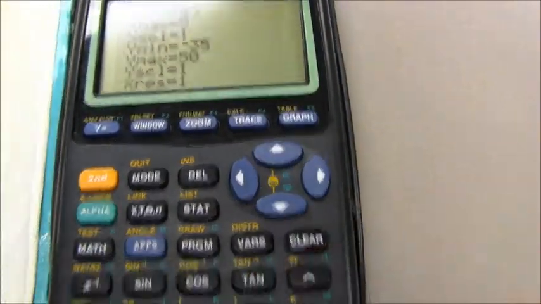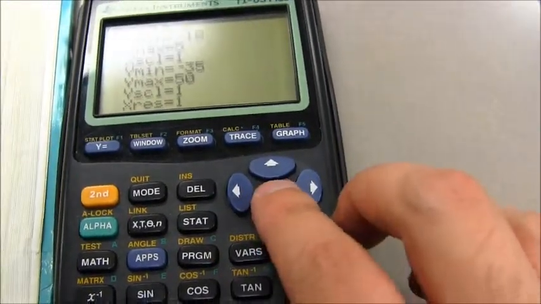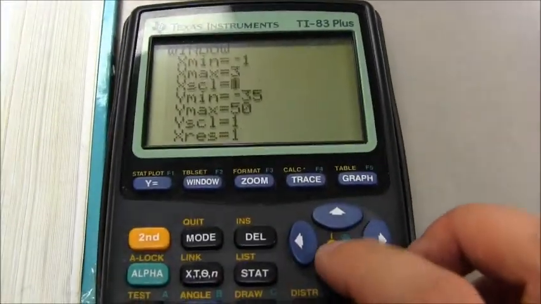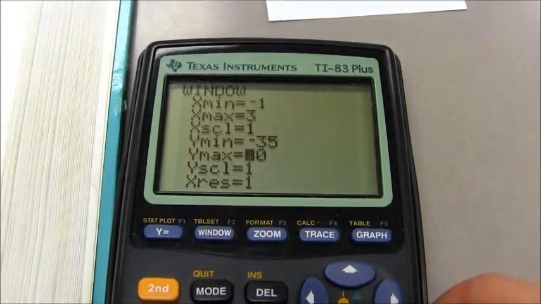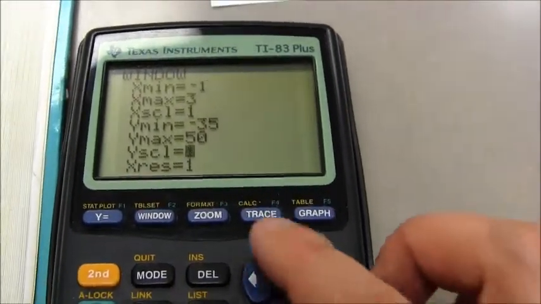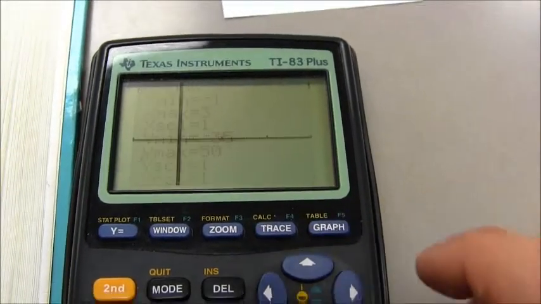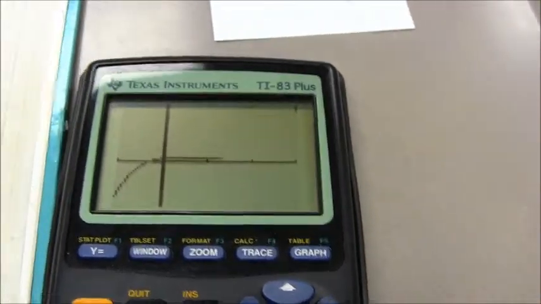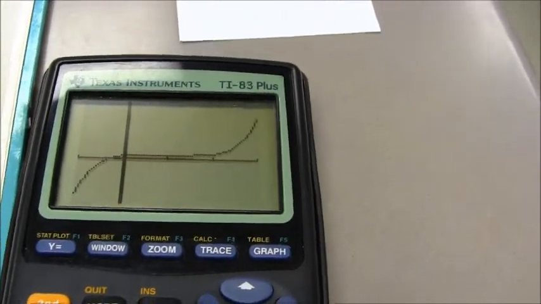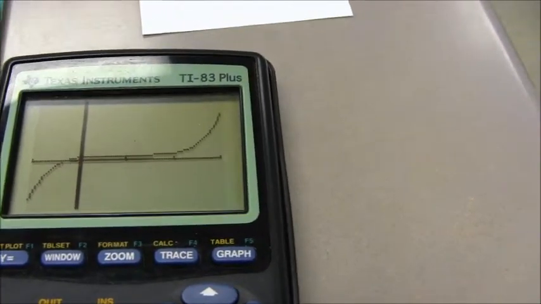basically I'm going to have my window go from -1 to 3 because that's all I needed, and because I know what kinds of values the graph is going to have, I'm going to have it go on the y-axis from -35 to 50. And so if I graph this thing, you see the graph comes in looking something kind of like that. Now honestly, I'm not going to completely trace this.